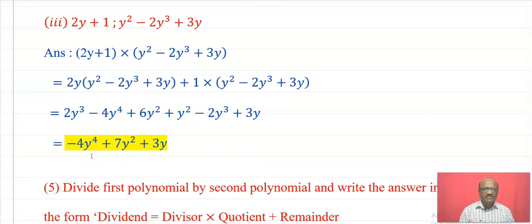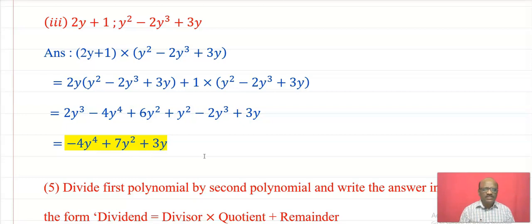Now see this here. What about here? Plus 2y cube and इथे minus 2y cube get cancelled. Minus 4y raised to 4. Y raised to 4 चा टर्म आहे का नाही? Minus 4y raised to 4. What about the next? 6y square plus 1y square. ते किती होतील तर 7y square. And what about the last, 3y as it is? Therefore the final answer is minus 4y raised to 4 plus 7y square plus 3y in this way.